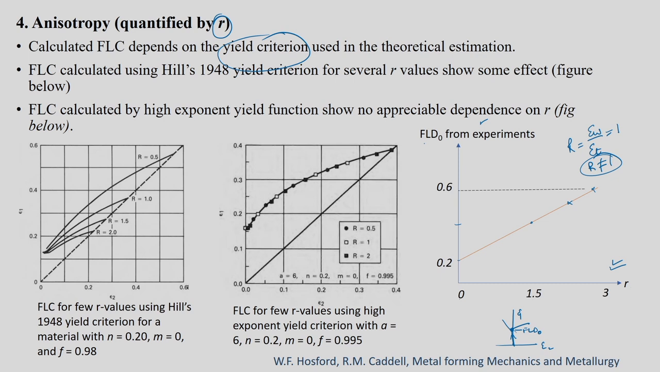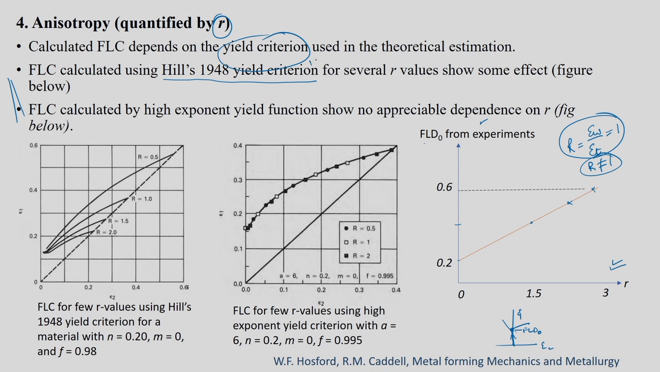As I said, there are two examples given here. Of course, if you want to study the effect of R value, naturally you cannot use the von Mises yield function because it assumes R is equal to 1. So, naturally we have to go for another yield function meant for anisotropic materials. There are several such yield functions. One famous one is called Hill's 1948 yield criterion. Actually, the von Mises yield function is a case of Hill's 1948 yield function. We will discuss that later.